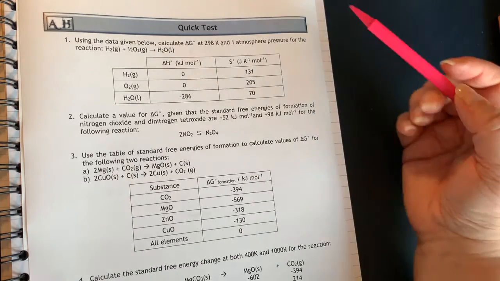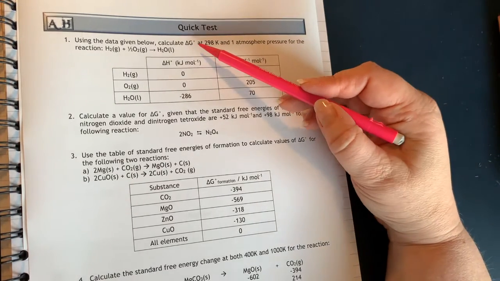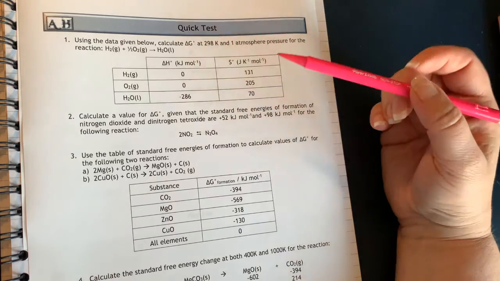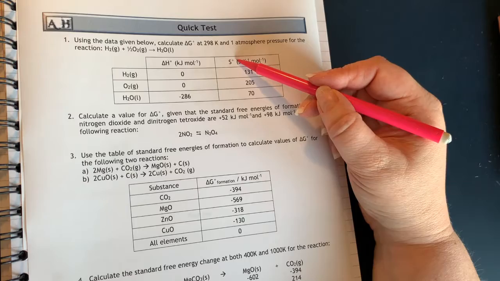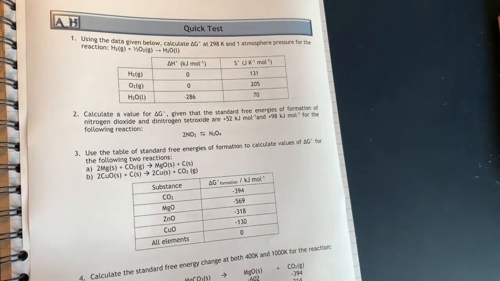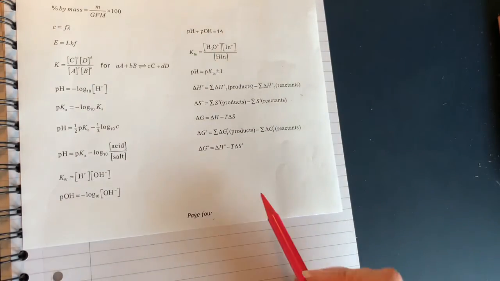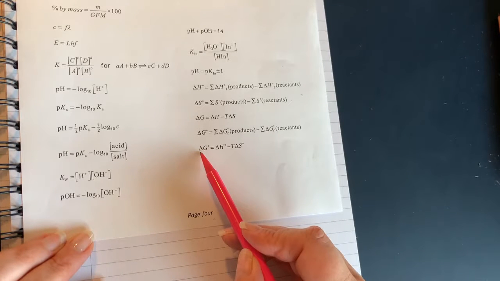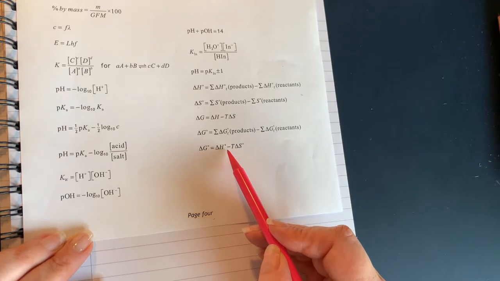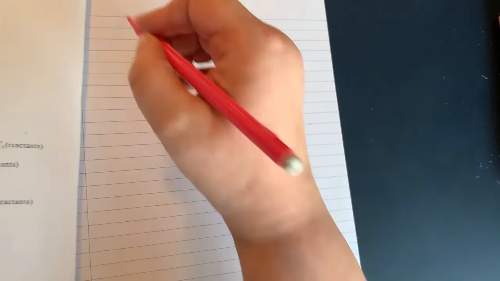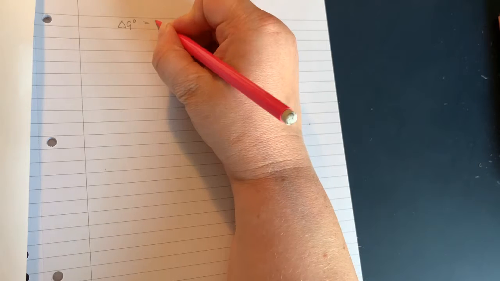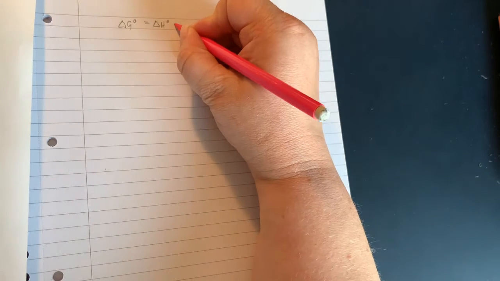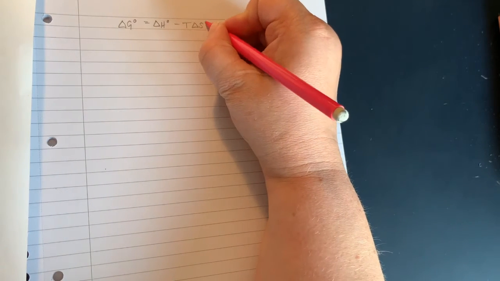Looking at this question, we have been given delta G naughts, we've been given values for delta H naught and S naughts. So that would hint that the equation that we are going to be using is this last one here, delta G naught equals delta H naught minus T delta S. So if we write that down, delta G naught equals delta H naught minus T delta S naught.